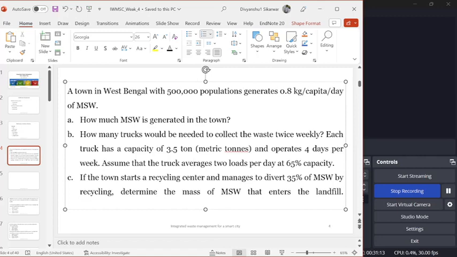Now we want to calculate the number of trucks. So we just have to divide the waste generated in a week, which is around 28 lakh kgs, by 18,200, which is the capacity of one truck for a whole week. That will give us around 153.8 trucks, which can be rounded up to 154.